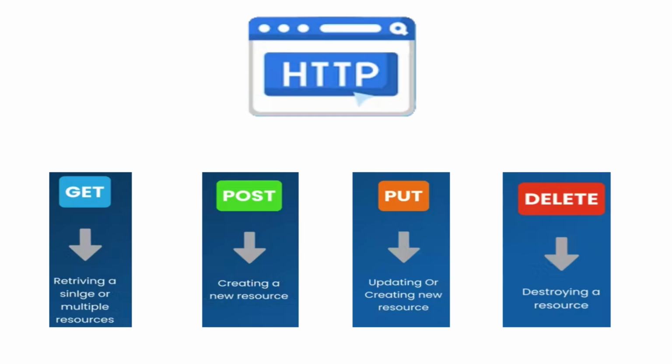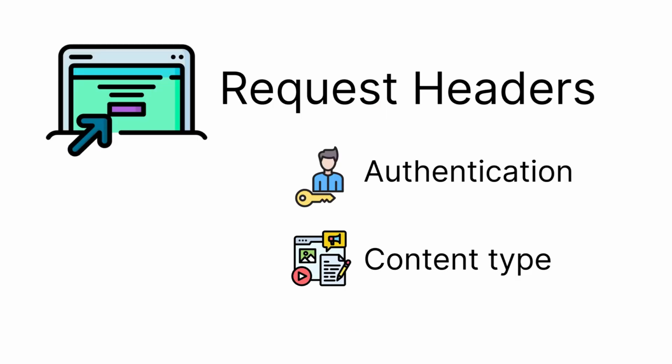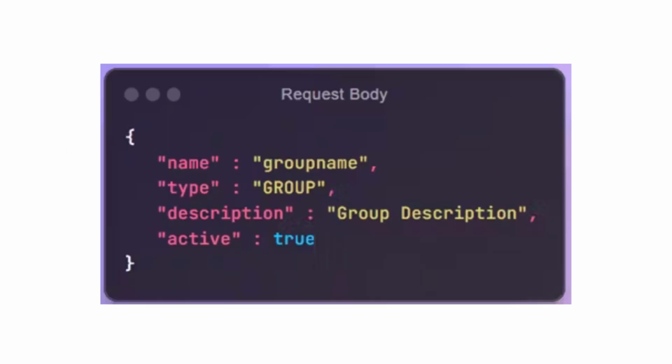Now, similar to this, the client also sends additional information like authentication or content type in the form of headers. Headers are just key-value pairs which are sent as a part of HTTP requests. The client can also send data to the server in the form of a body. This body is usually made up of JSON data.